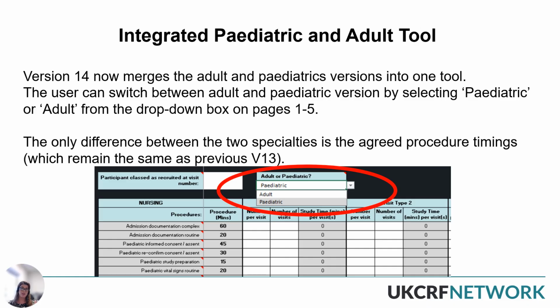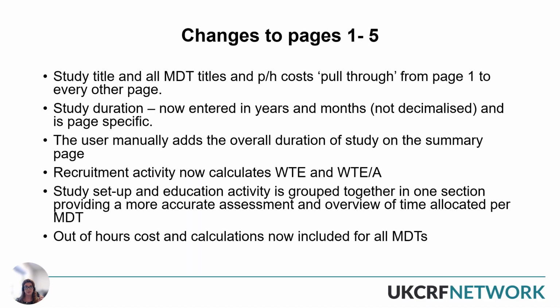Unlike the header, if you add in the page title, a study title, onto page 1, that will pull through to every other page. You need to manually, from the drop-down box, select adult or pediatric for each of the 5 individual study activity pages.